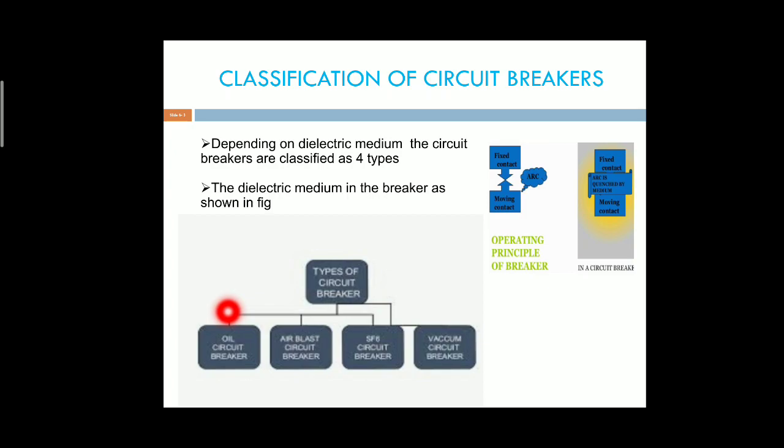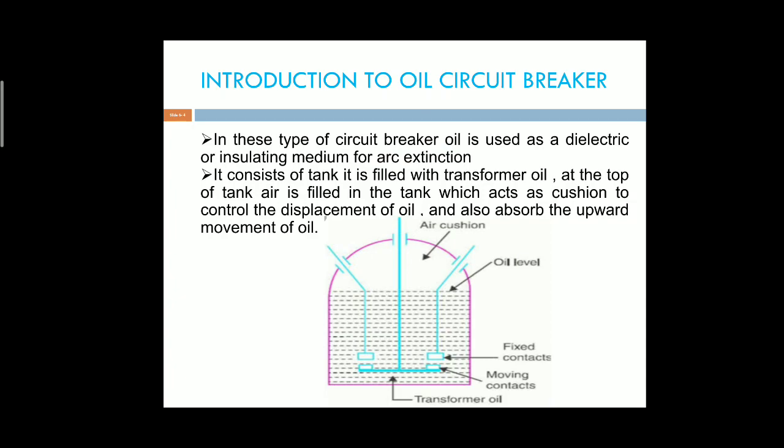That is the oil circuit breakers. Next one is the air blast circuit breaker. Next one is the SF6 circuit breaker, and next one is the vacuum circuit breaker. These are the 4 types of circuit breakers depending upon the dielectric mediums.